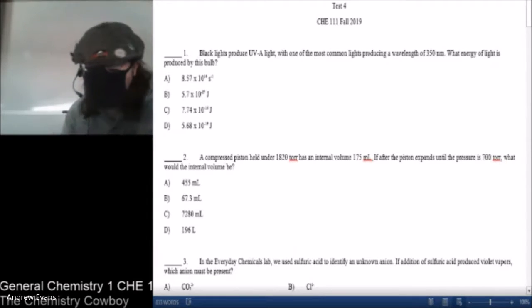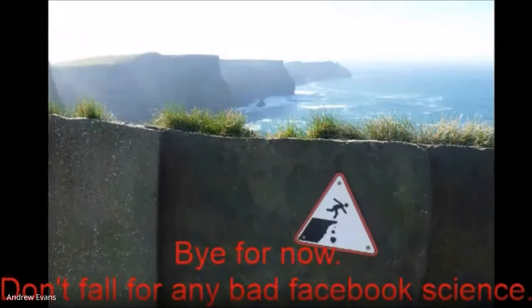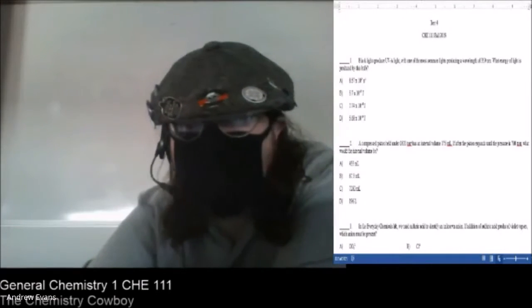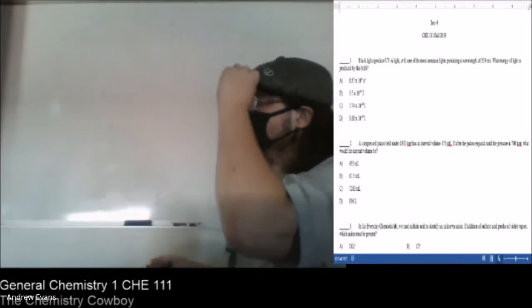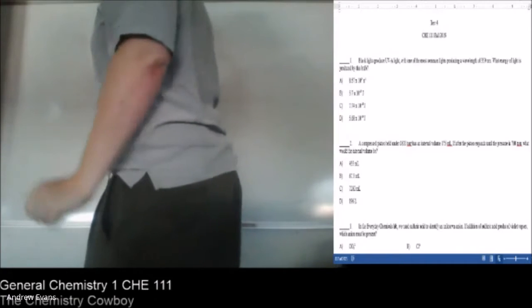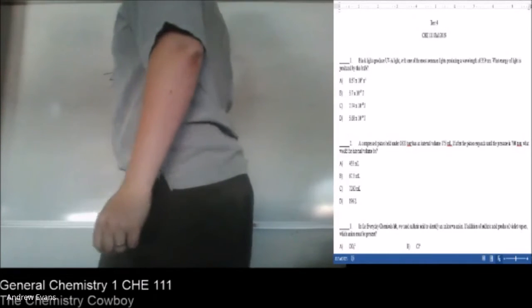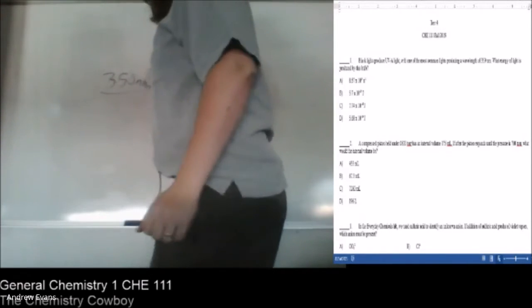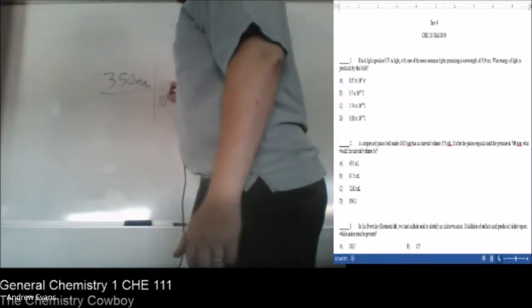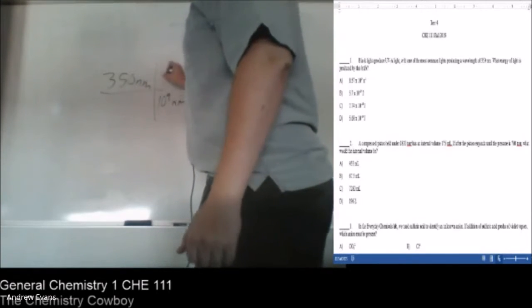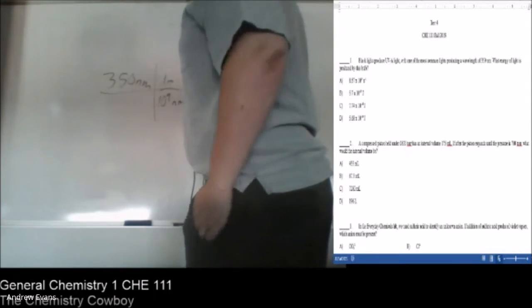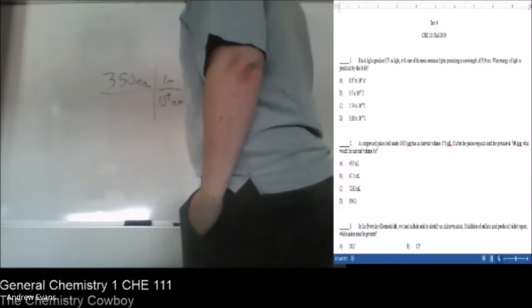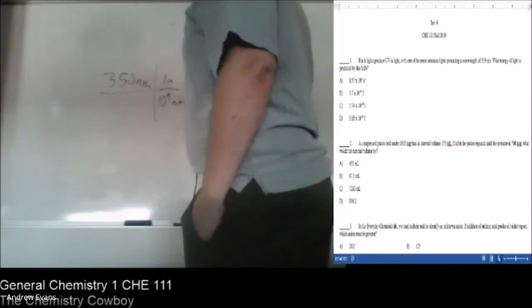So how do we do that? Step one is to convert nanometers into meters. That's 10 to the 9th nanometers in 1 meter, given this 3.50 times 10 to the negative 7th meters.